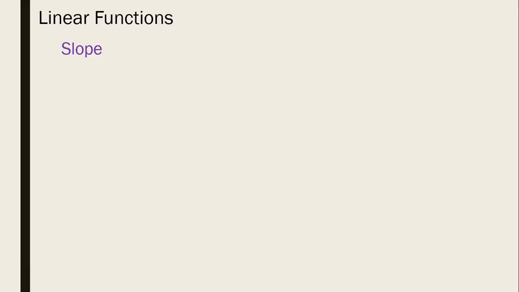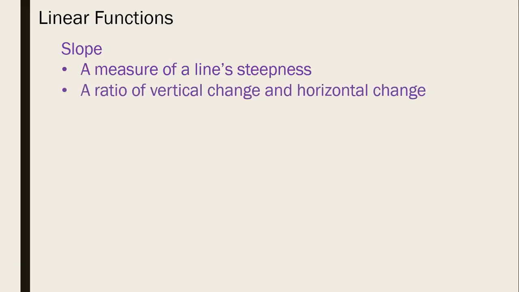Now let's talk a little more about slope. Slope is a measure of the steepness of a line. It's also a ratio of the vertical change and the horizontal change that we see when we look at any 2 points that are on the line. And it describes a rate of change.